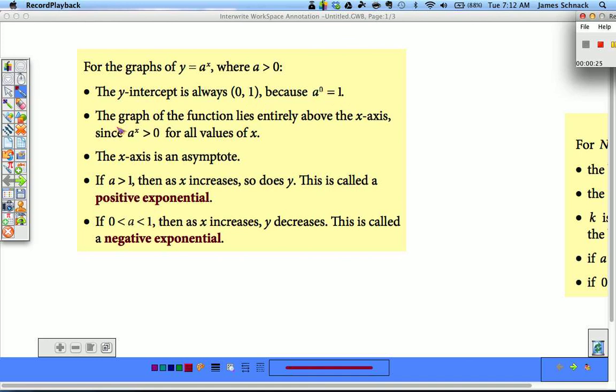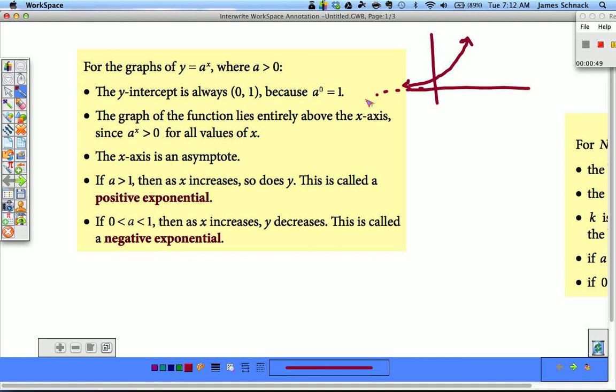because anything to the 0 power is 1. The graph of our function lies entirely above the x-axis, since a positive number to an exponent is always greater than 0. And what that causes is it causes us to have an asymptote that's at the x-axis. So if I draw a quick sketch, it goes like this. And we have this horizontal asymptote at y equals 0.